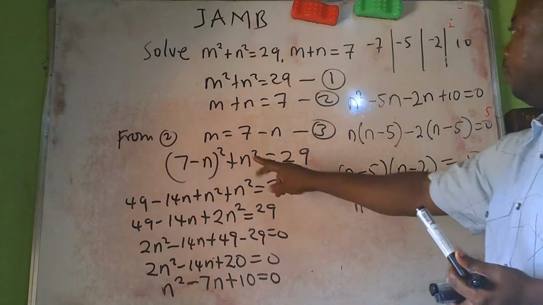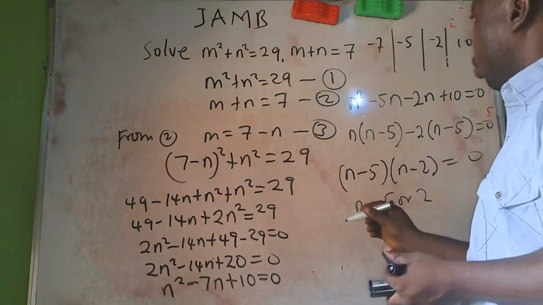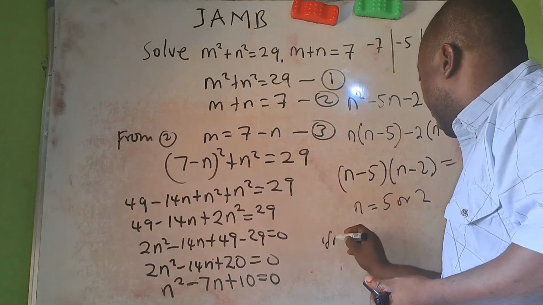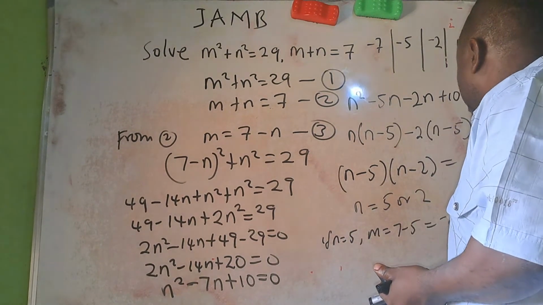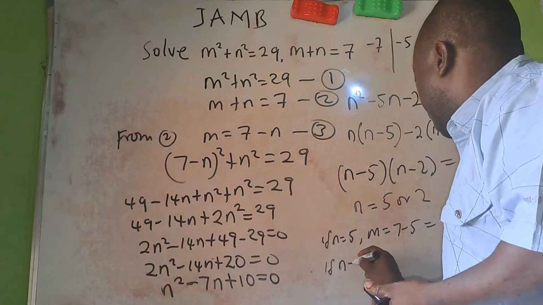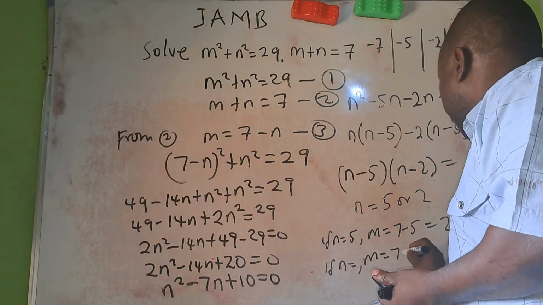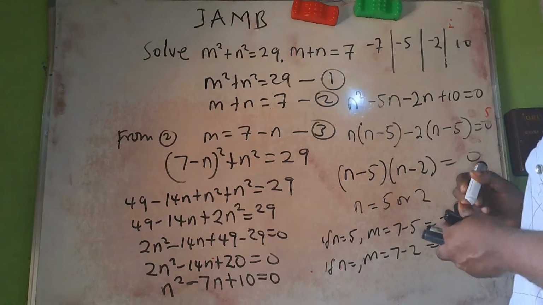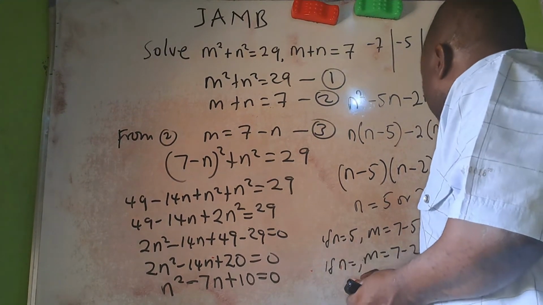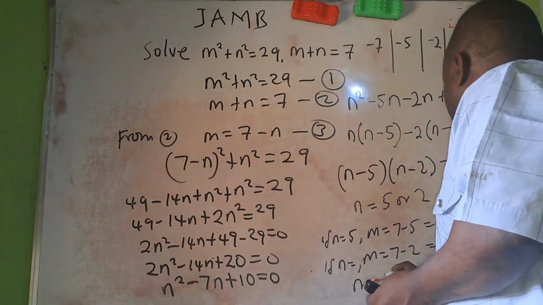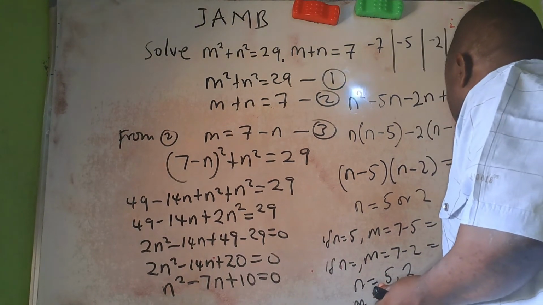Now we go back to equation 3 and look for what m is when n is 5 and 2. So from equation 3, if n equals 5, m equals 7 minus 5, which is 2. And if n equals 2, m equals 7 minus 2 equals 5. Okay? So we're having n equals 5, 2, and m equals 2, 5.